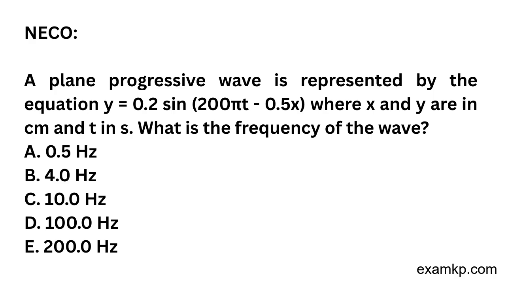So what do we do first? We compare. The term with a t in it is 200 pi t, so our omega is 200 pi. We know the formula that connects omega and frequency is omega equals 2 pi f. A quick rearrangement gives us f equals omega divided by 2 pi. So we have 200 pi divided by 2 pi. The pi's cancel out and we are left with 100 hertz. The correct answer is D.